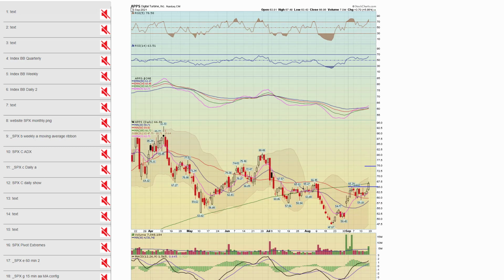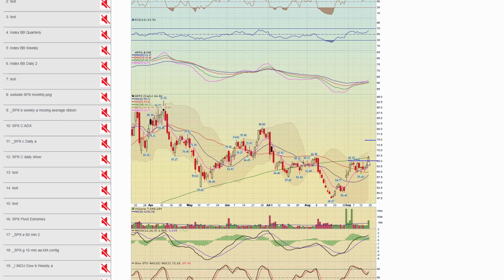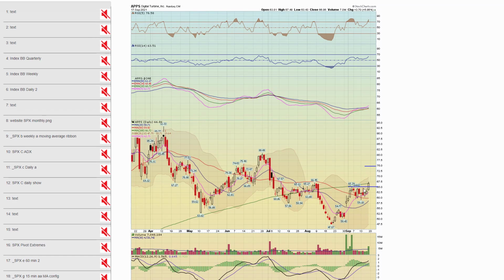Chart number 70, this chart, APPS, was a long idea put out on Wednesday. Finally broke out on Friday. And again, these bucked the trend on Friday. Think about it, guys. The market sold off on Friday, and these were nice. NCMI and APPS broke here on expanding volume.